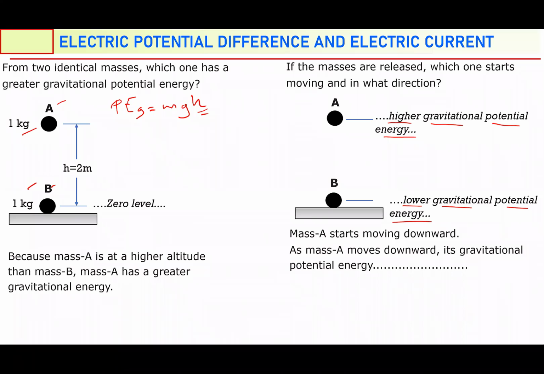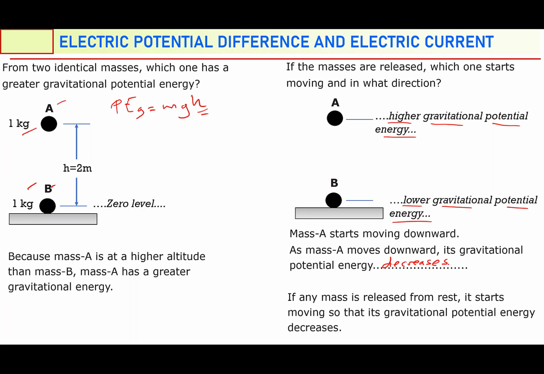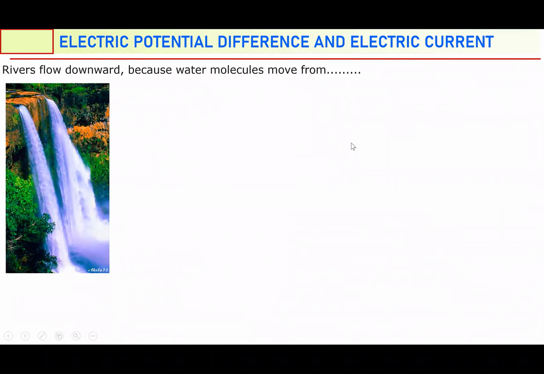Because as mass A moves downward, its gravitational potential energy decreases. And this is the behavior of every type of material. Every substance, when you release it in air, moves such that its gravitational potential energy decreases. That is, if any mass is released from rest, it starts moving so that it tends to decrease its gravitational potential energy. Now, think about river flow.